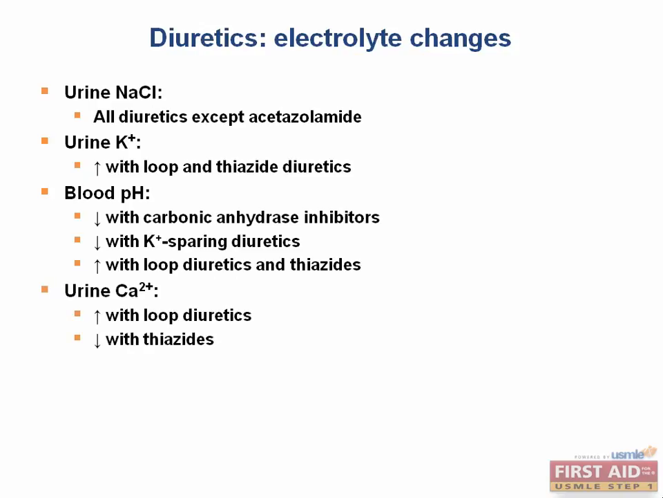Urine calcium depends on its paracellular reabsorption. Urine calcium is increased with loop diuretics because they decrease reabsorption. In contrast, urine calcium is decreased in thiazide diuretics because they increase reabsorption.